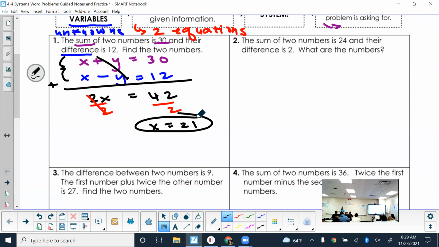I still need to find the other number. And since this is a word problem, it's not necessarily saying like where they cross on a graph. We can just leave our answer like that. We can just circle it. So X being the first number equals 21. How do you find the second number? Good. Plug it back into one of the original equations. So I'll just pick the top equation. X plus Y equals 30, except now X is 21.